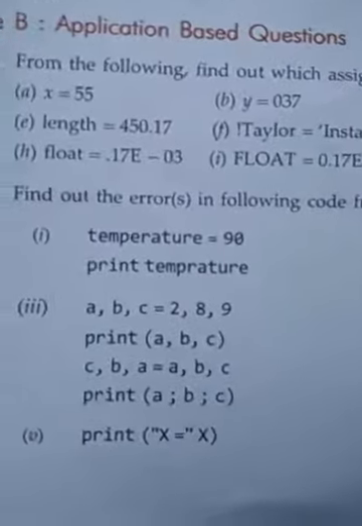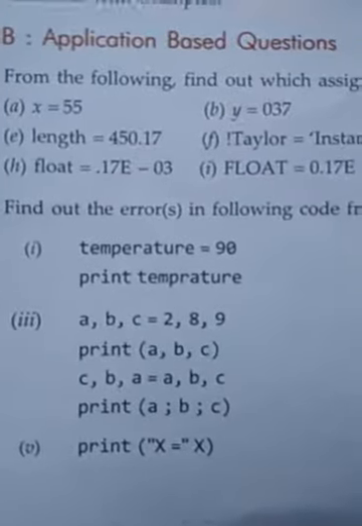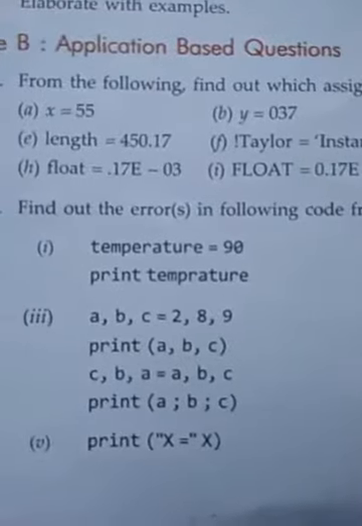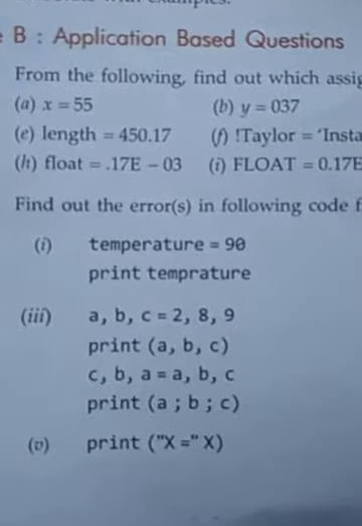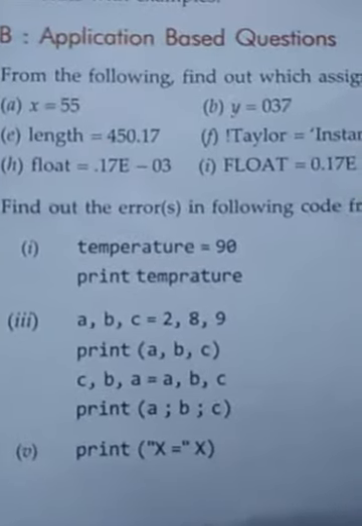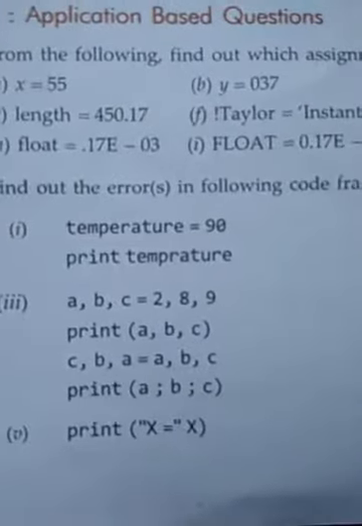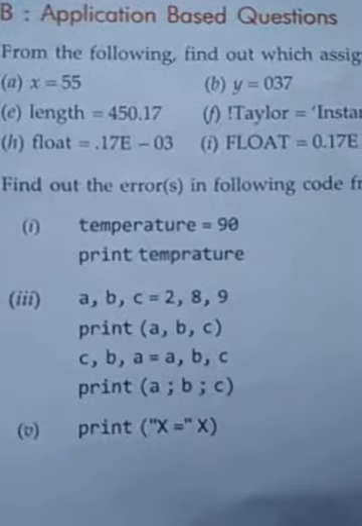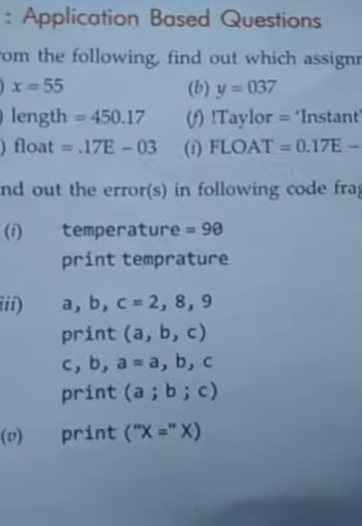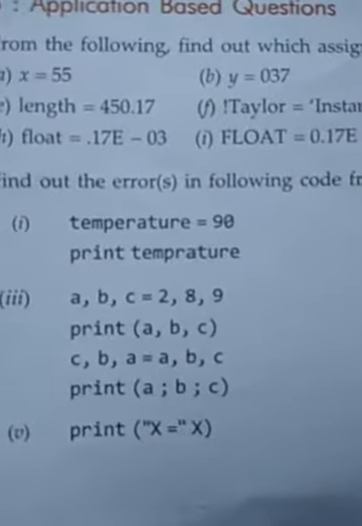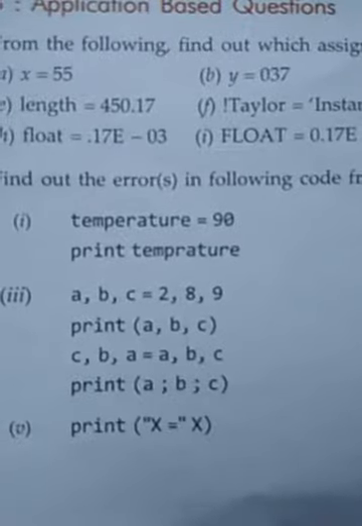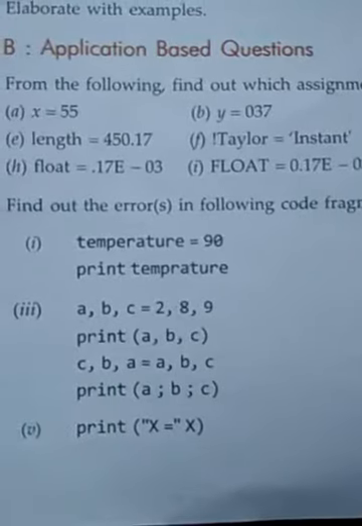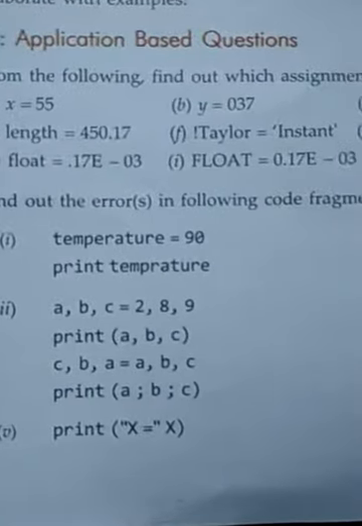In the case of the third, a, b, c = 8, 9. The values will be initialized according to position. The value of a will be 2, the value of b will be 8, and the value of c will be 9. So the first statement is correct, the second statement again is correct, and in the third statement the value of a will be shifted to c, the value of b will be b, and the value of c will be stored in a. But in the case of printing there is an error: we cannot use a semicolon in the print statement.